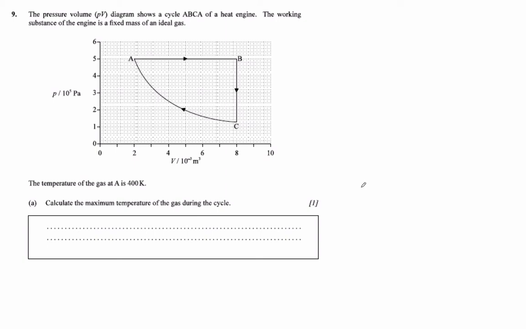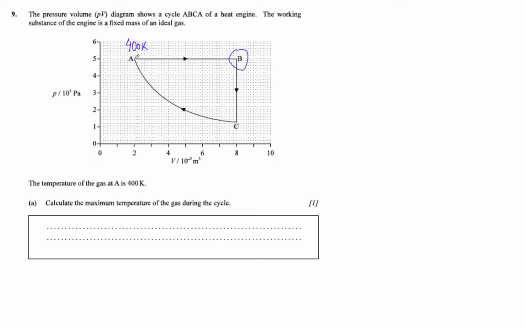Alrighty, let's see. Okay, so it's a PV diagram. You gotta love this one, right? So the temperature here is 400 kelvins, right? And it says calculate the maximum temperature of the gas during this cycle. Well, the maximum temperature is going to be the one farthest from the origin, so that's here, right?